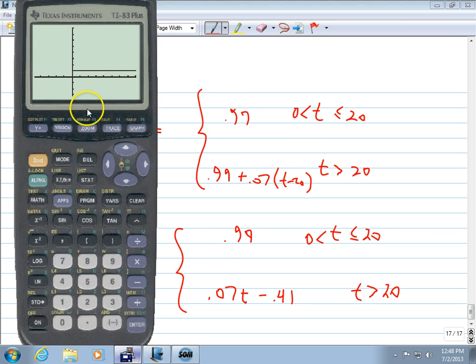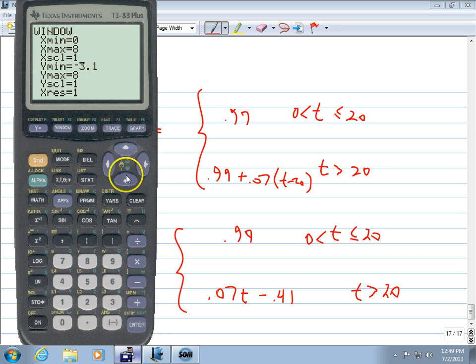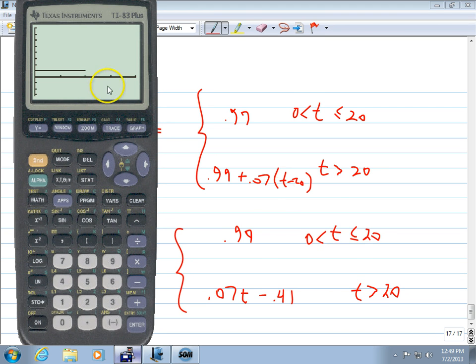Okay. Go into your window. I don't care about x being negative. Make it 0. But I need to know what happens after 20 minutes. So how about, I don't know, let's make it 40 minutes. So it stops at 20, right? Boom. All right, good. Now what about this piece?